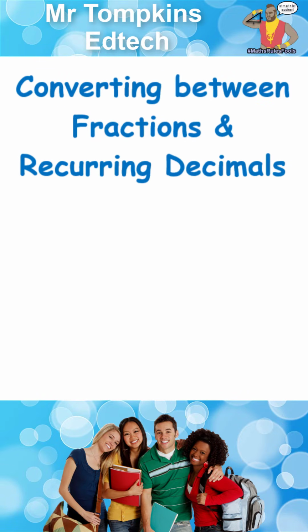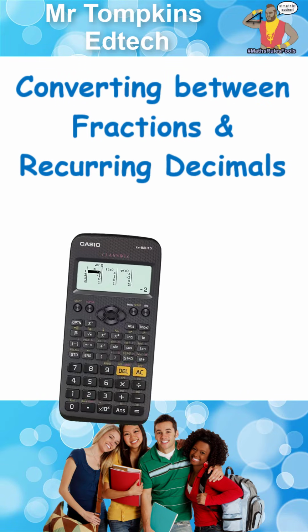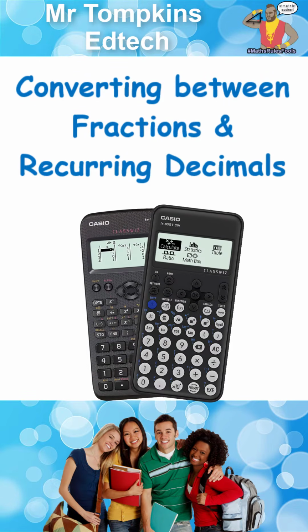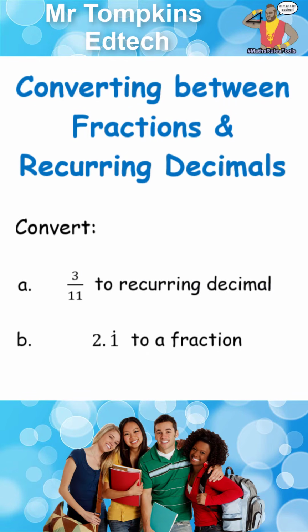Converting between fractions and recurring decimals on the old and the new style Casio calculators. Convert 3/11ths to a recurring decimal.